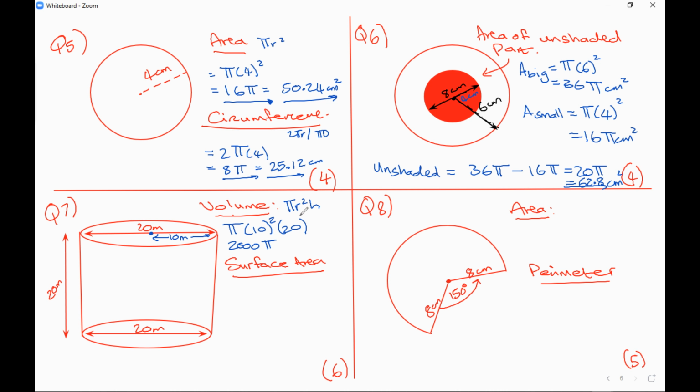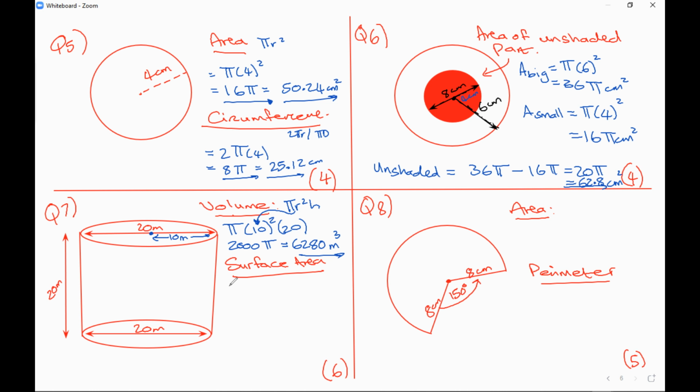Put that on a calculator. Okay. 2000 multiplied by 3.14 comes to 6280. 6280 meters cubed. Don't forget radius is 10 over here.